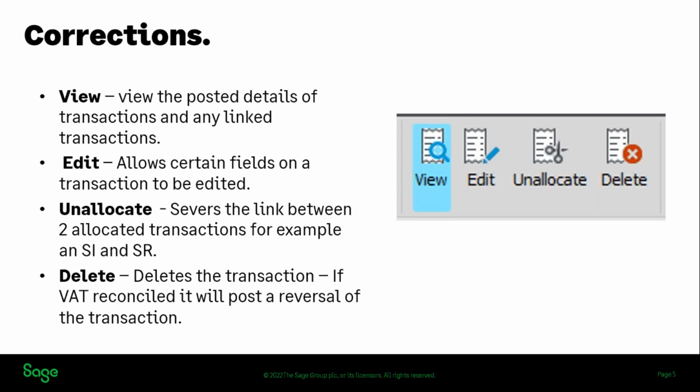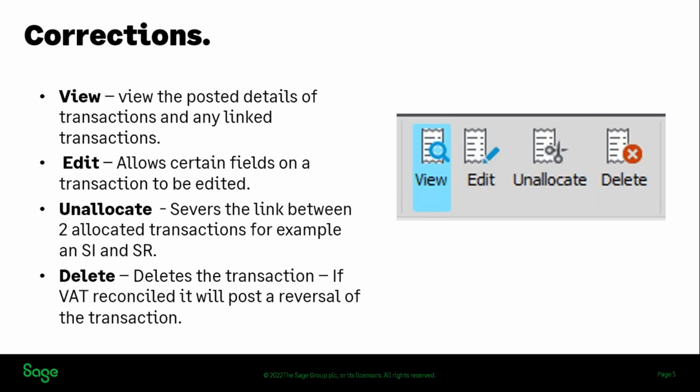So view is very simple, does what it says on the tin there. It allows you to view all of the details of that transaction, but it allows you to go a little bit deeper so you can see if there are any linked transactions, so any transactions that were posted at the same time. The edit function allows us to edit certain fields on the transaction. And then we have the unallocate option.